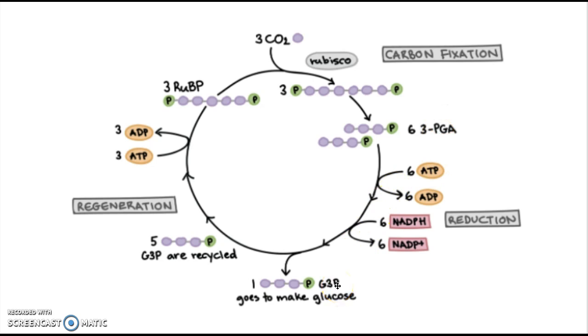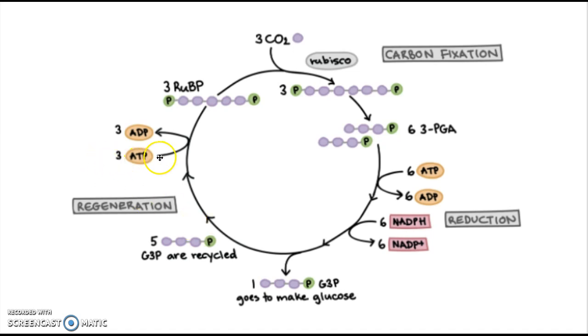G3P is now a building block that can go on to make a molecule of glucose or sucrose or starch or whatever type of carbohydrate a plant needs to make, whether it's structural or whether it's for energy. Then what we need to do is go through a regeneration cycle. So we can only get 1 out of every 6 of these G3P molecules that are made. Only 1 can go through a synthesis pathway and turn into glucose. The other 5 need to get recycled back, and that's because we need to make more RuBP. We need to get the starting molecule back.